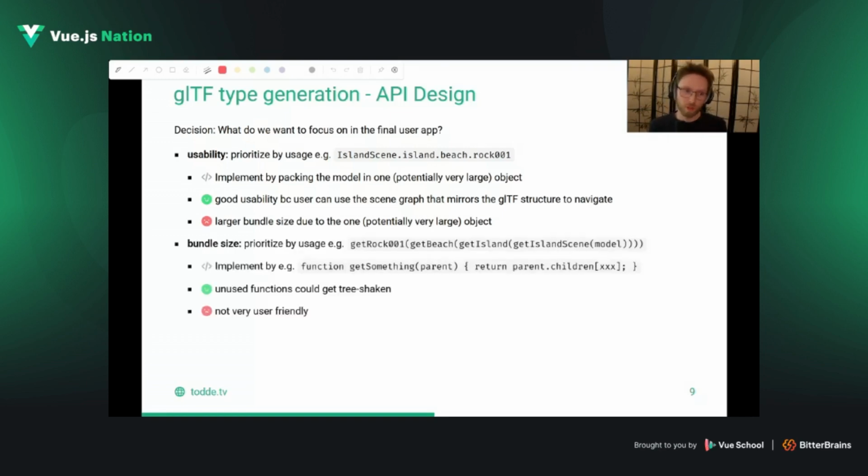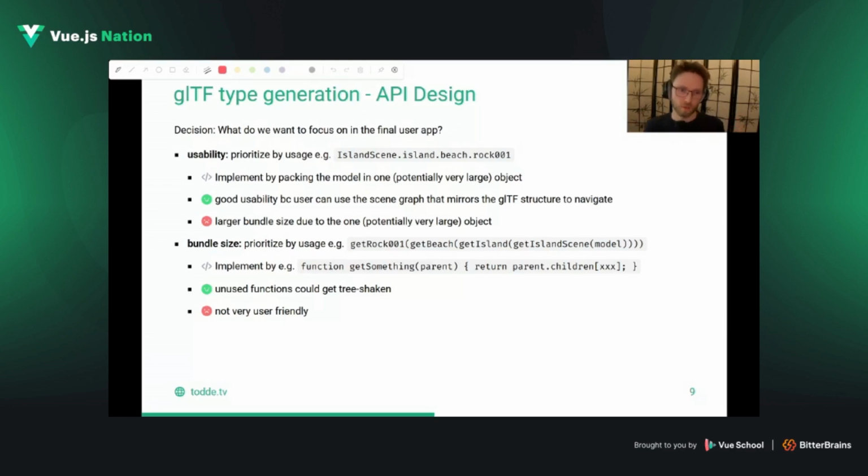So a second approach would be we want to prioritize the bundle size. Because this object is quite large, we maybe want to only ship the things the user really is using. And this could be achieved by creating getter functions. And each getter function must be provided by the parent. So you get the thing from the other side. So we are not starting with the scene graph on its root. We are starting at the leaves.